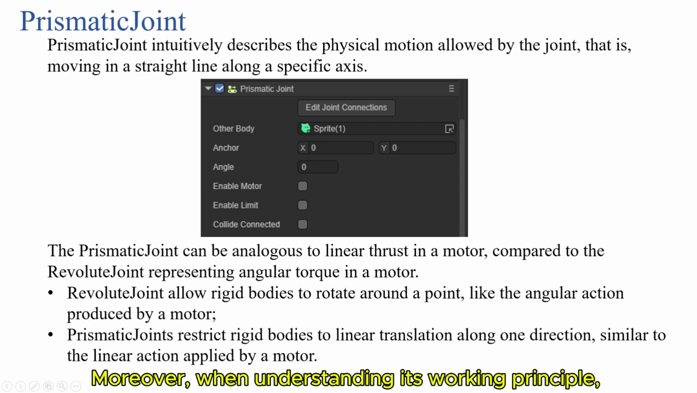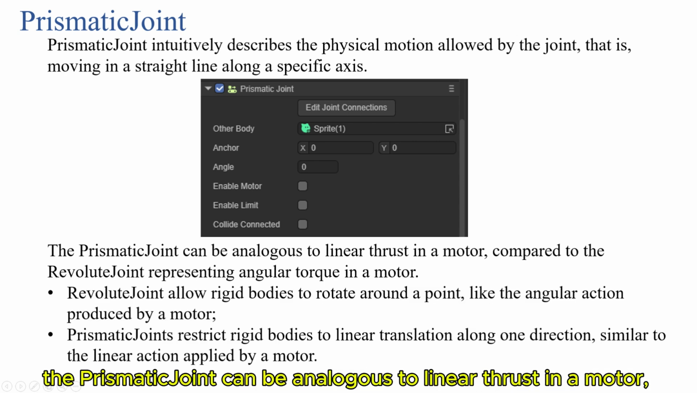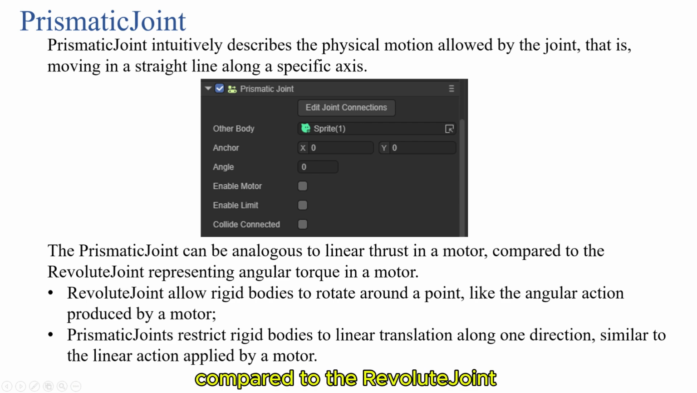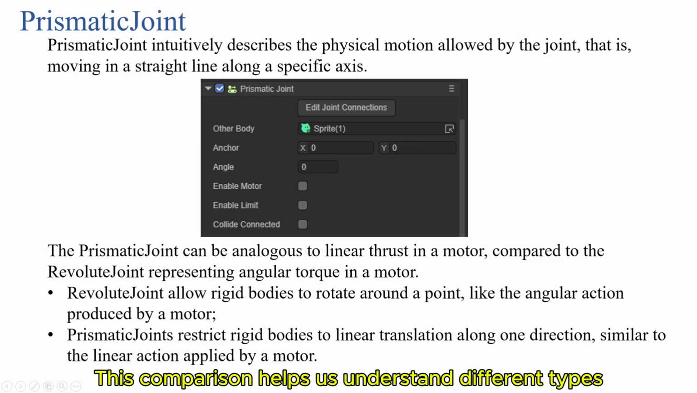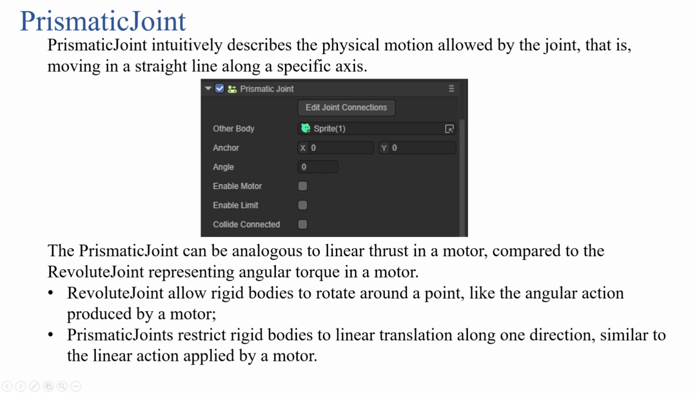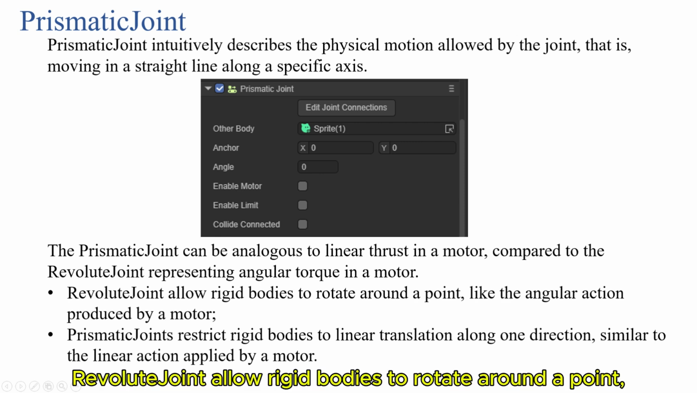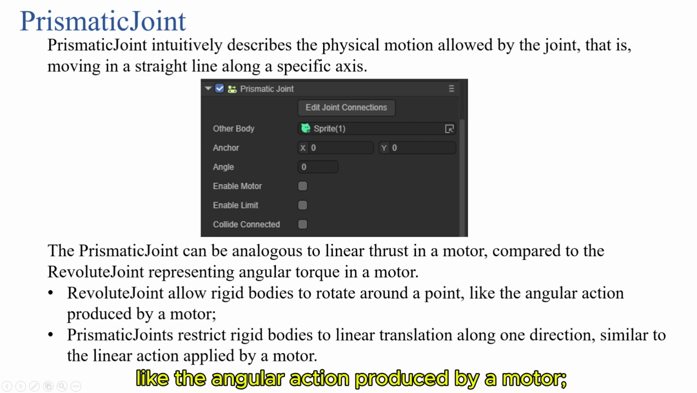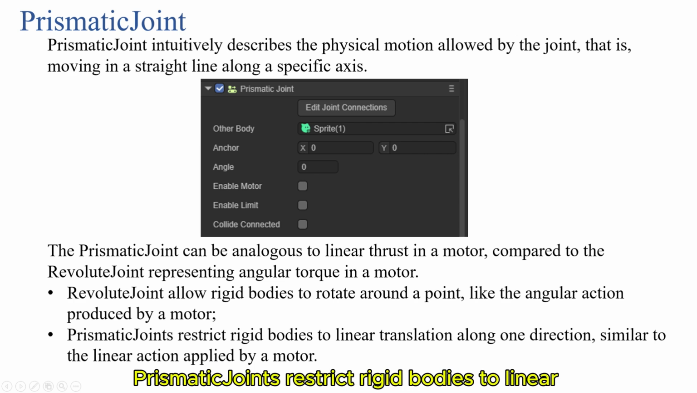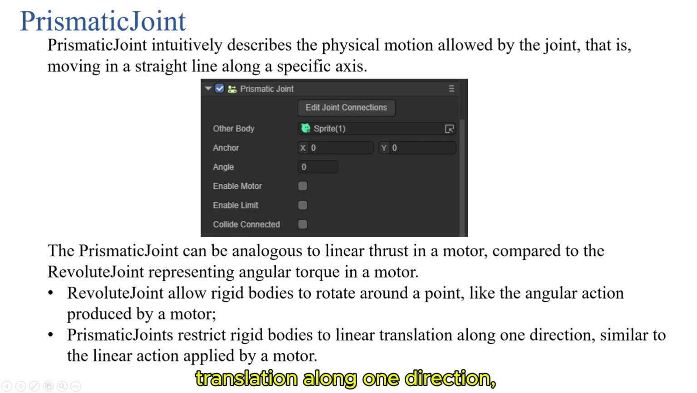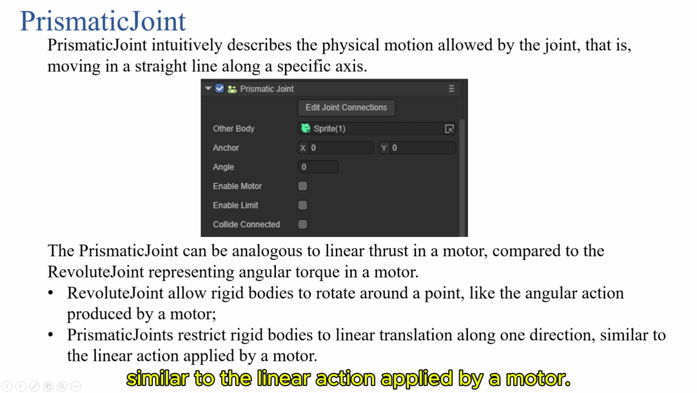Moreover, when understanding its working principle, the prismatic joint can be analogous to linear thrust in a motor, compared to the revolute joint representing angular torque in a motor. This comparison helps us understand different types of joints and their functions. Revolute joints allow rigid bodies to rotate around a point, like the angular action produced by a motor. Prismatic joints restrict rigid bodies to linear translation along one direction, similar to the linear action applied by a motor.